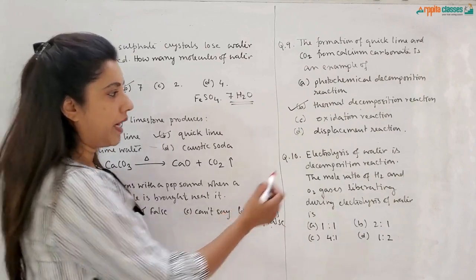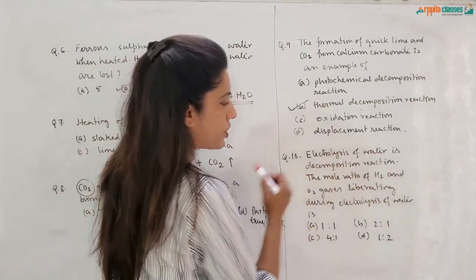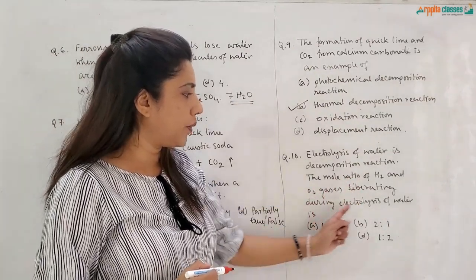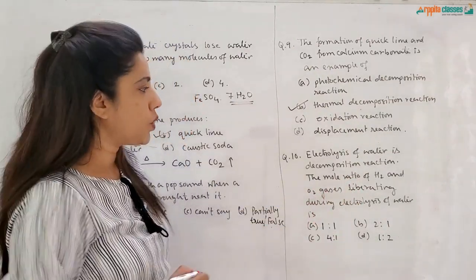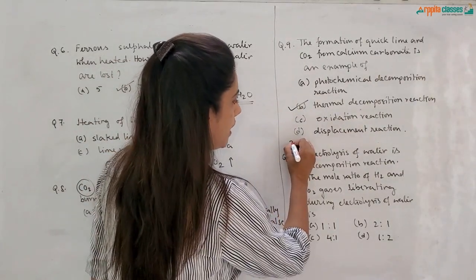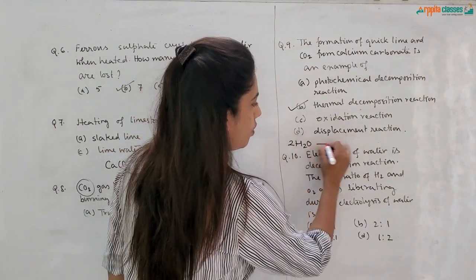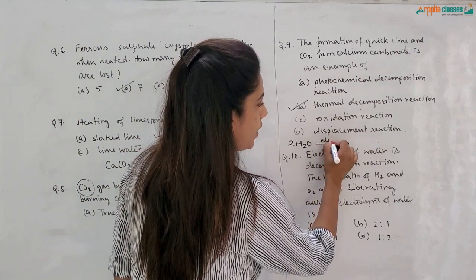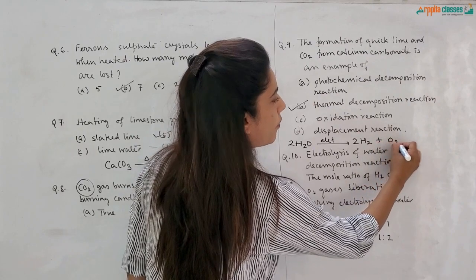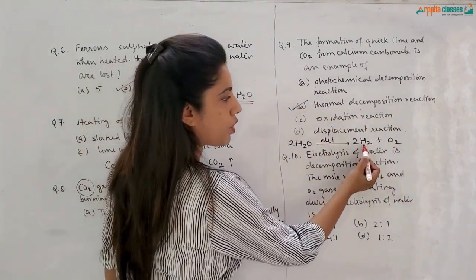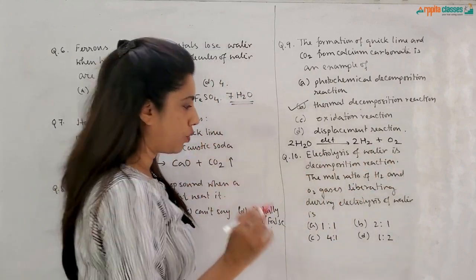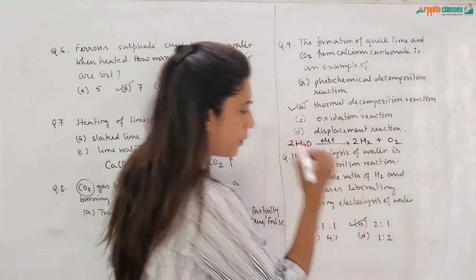Question number 10. Electrolysis of water is a decomposition reaction. The mole ratio of hydrogen and oxygen gases liberated during electrolysis of water is. So let us see the electrolysis of water. I will just write it down here. 2H2O, when water is electrolyzed, we get 2 volumes of hydrogen and 1 volume of oxygen. So the mole ratio of hydrogen and oxygen will be 2:1. So 2:1 is the right answer here.